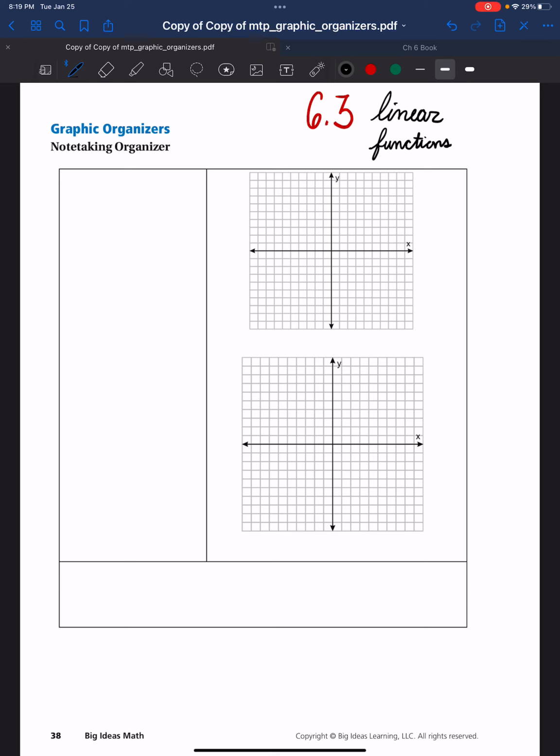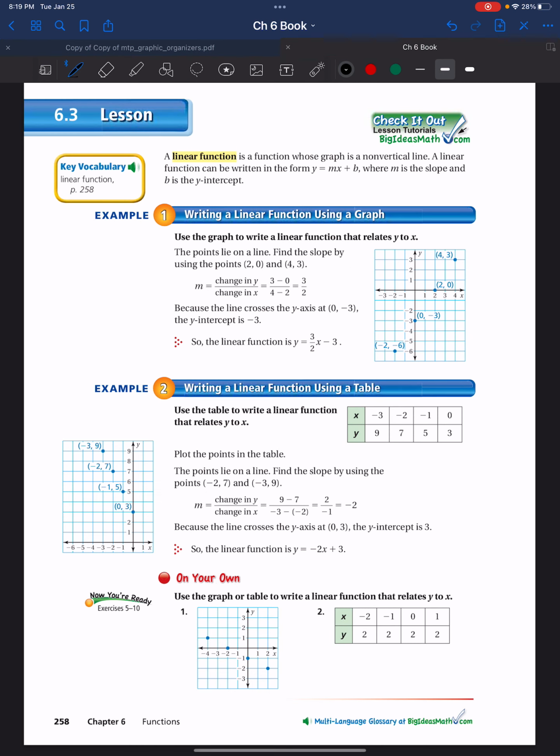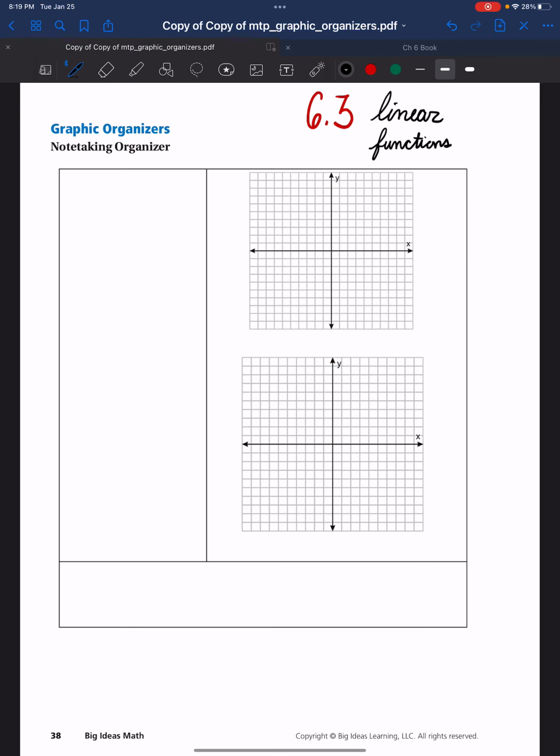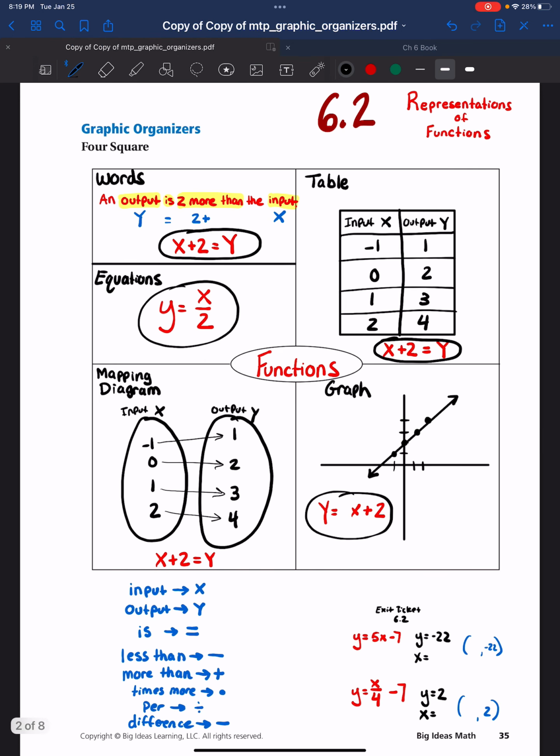Hi, 8th grade. We are doing Chapter 6, Section 3, Linear Functions. So I do need you to grab this graphic organizer, and I want you to be turned to page 258 in your book. Remember, you can always pause the video if I go too fast for you to write things down. But I do want you to have a quick little refresher about what we did in 6.2.